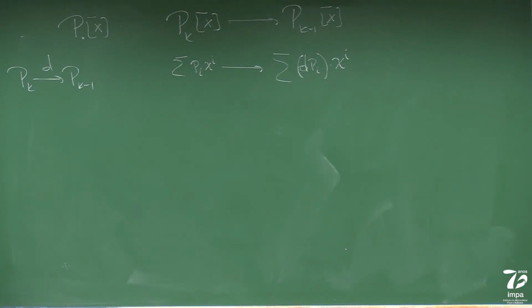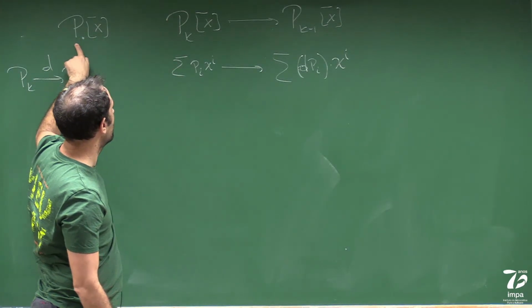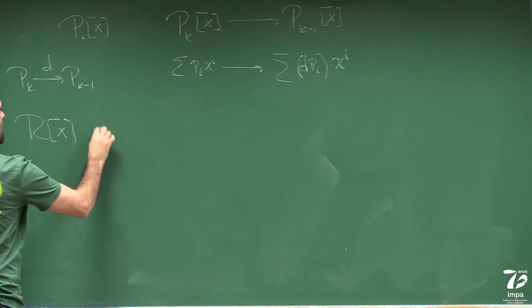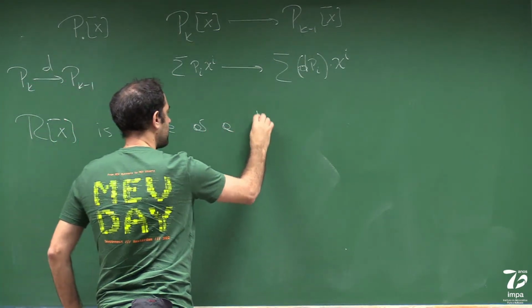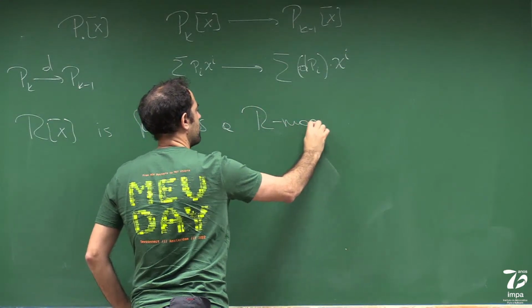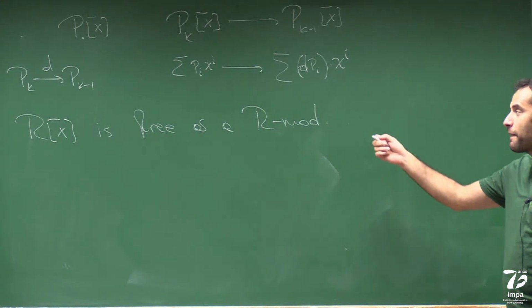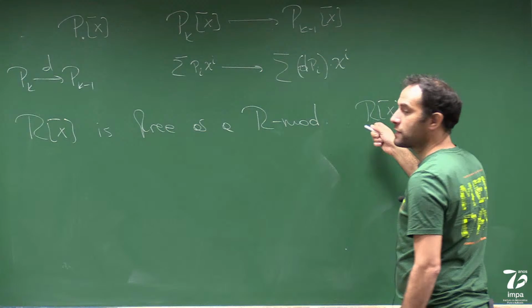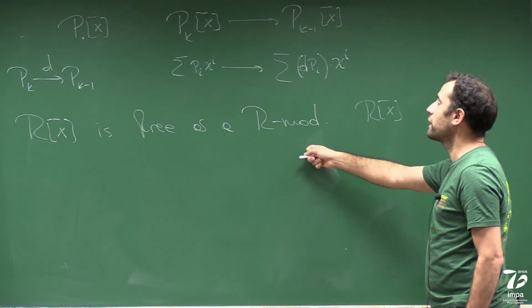And it's clear that this thing is still a differential. And each one of these guys is projective because it's a tensor product of a projective module with a free module. R[x] is free as an R module. And remember that tensoring by R[x] is the adjoint. So this guy is flat since it's free. So tensoring is exact.